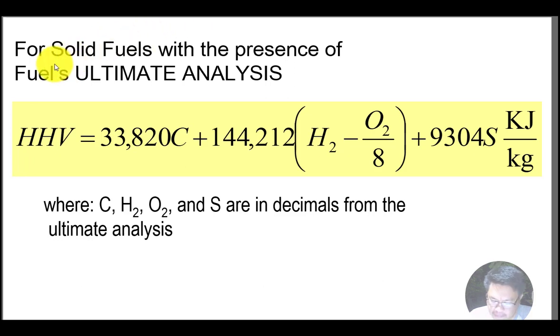Now for solid fuels, the heating value with the presence of the fuel's ultimate analysis: the higher heating value of solid fuels is equal to 33,820 C, where C stands for carbon, plus 144,212 multiplied by (hydrogen minus oxygen divided by 8), plus 9,304 for sulfur. Take note, the units will be kilojoule per kilogram. So that is the equation for that. Where C, hydrogen, oxygen and sulfur are in decimal form from the ultimate analysis.